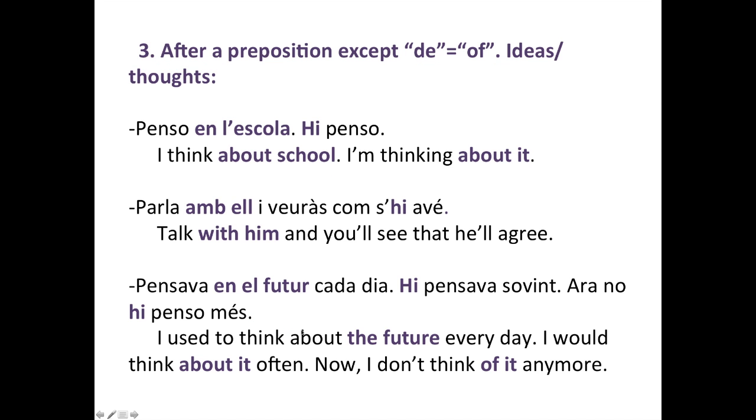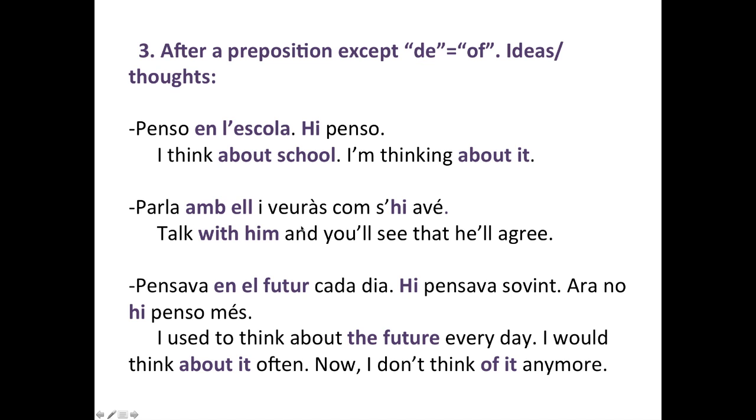Number 3, after a preposition except "de", in the meaning of, such as in ideas or thoughts. So, "penso en l'escola, hi penso." I think about school, I'm thinking about it. So basically, in English, we use "about". In Catalan, they use "en", which is the preposition that comes after the verb to think. This is the preposition, this is what comes after it, so that's why you replace it with "hi".